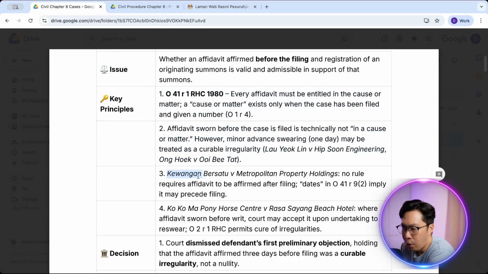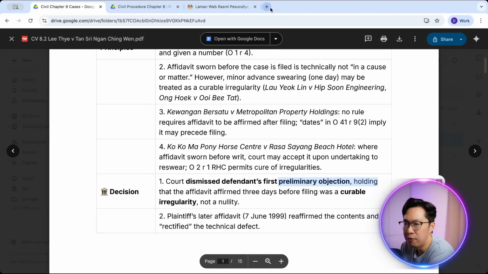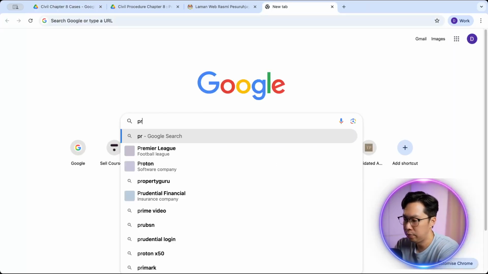Affidavit sworn, Kewangan Bersatu, all these things. So, almost the same key principle. However, the court now said differently. The court dismissed the defendant's first preliminary objection. What is a preliminary objection? A preliminary objection is where you object against the other party for a certain procedure that he didn't follow. Okay, in case you didn't know.